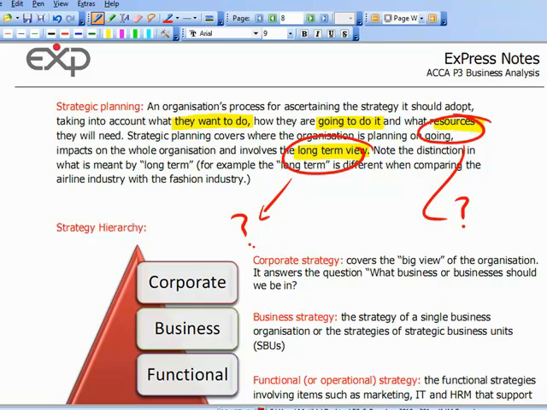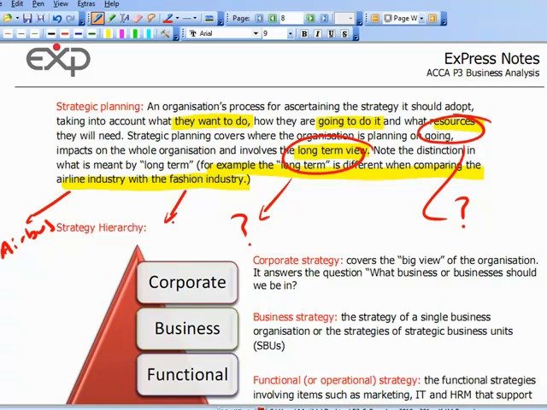Now, again, in paper P3 and strategy, it all depends. The definition of long term, it depends really. I've said here in the notes, for example, the long term is different when comparing the airline industry and the fashion industry. So the long term, for example, if you imagine Airbus, one of the big international airlines, is a long term, maybe 10 years, maybe 15 years. What about in the fashion industry? Armani, for example, one of the fashion houses, the fashion chains, the long term for them would be relatively short.